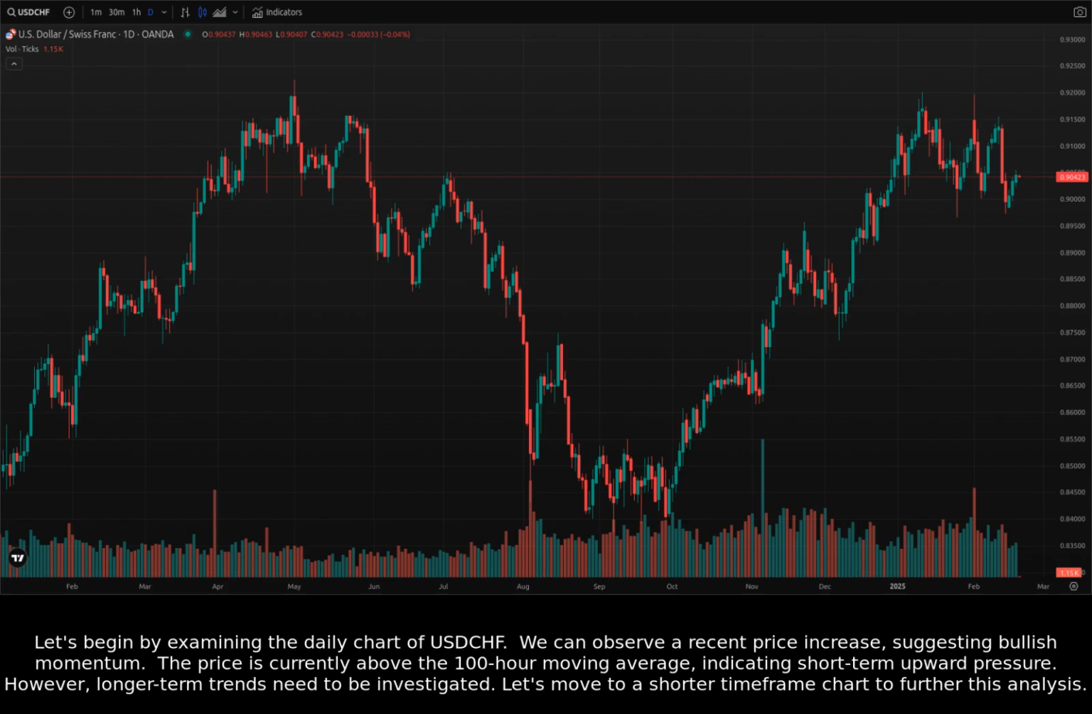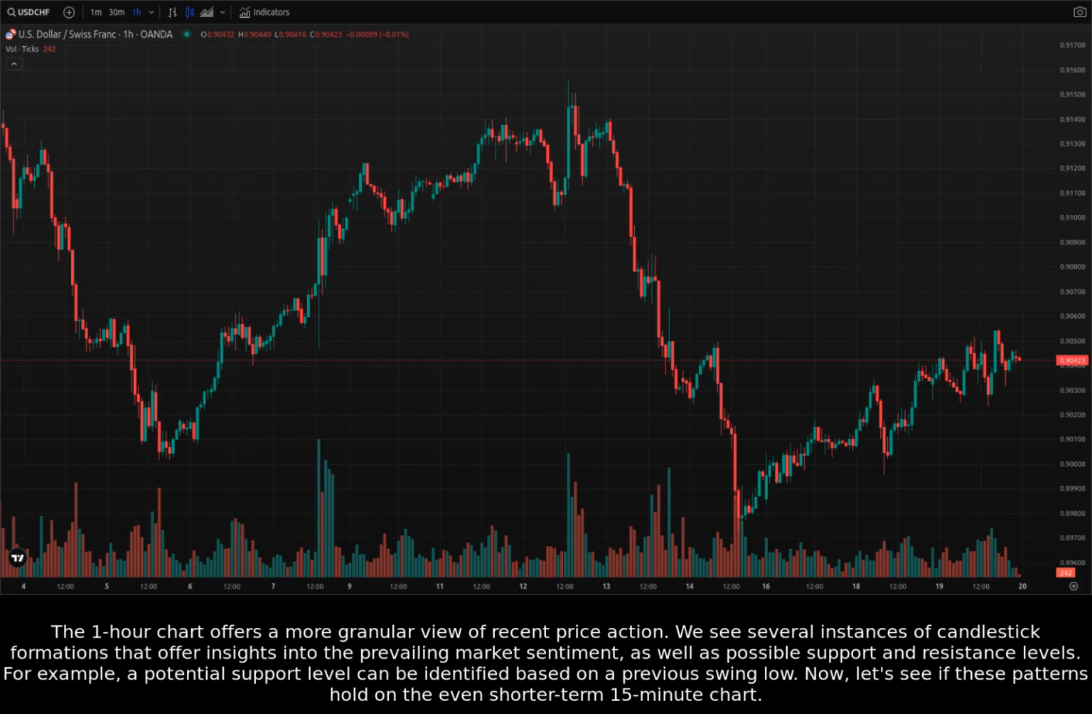Let's move to a shorter timeframe chart to further this analysis. The 1-hour chart offers a more granular view of recent price action. We see several instances of candlestick formations that offer insights into the prevailing market sentiment, as well as possible support and resistance levels. For example, a potential support level can be identified based on a previous swing low.